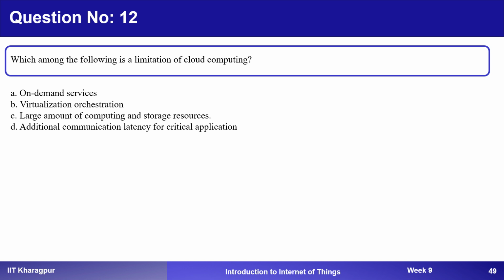Next question is, which among the following is a limitation of cloud computing? Options are, first is on demand services, virtualization orchestration, C is large amount of computing and storage resources, D is additional communication latency for critical application. D, ma'am. Right. Okay. Anyone else?